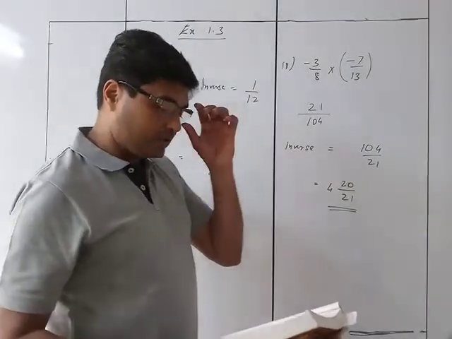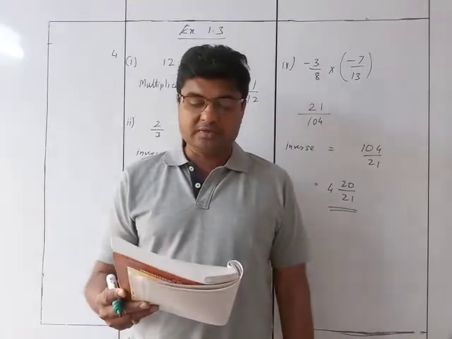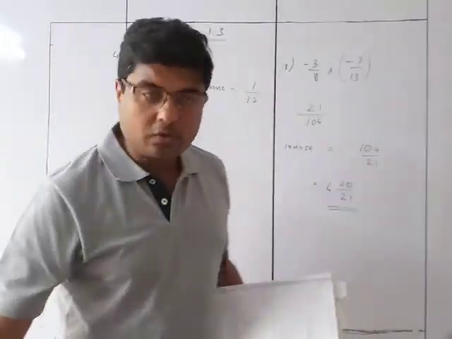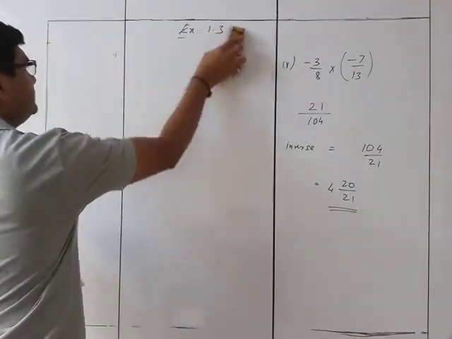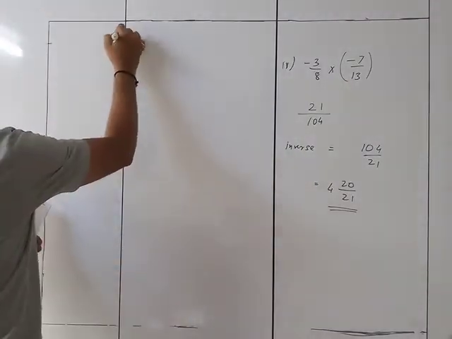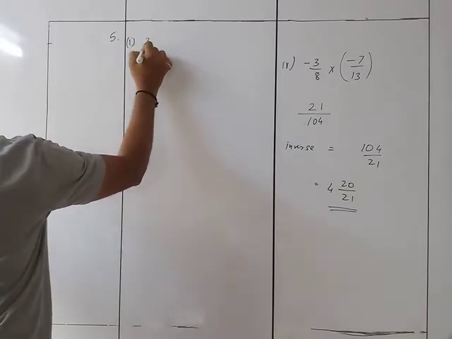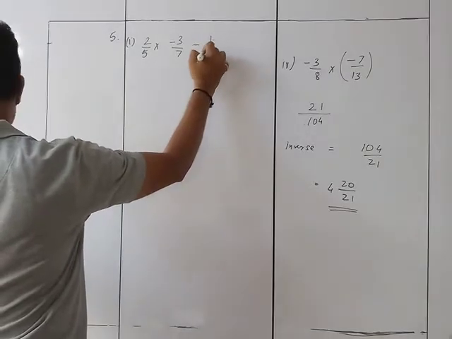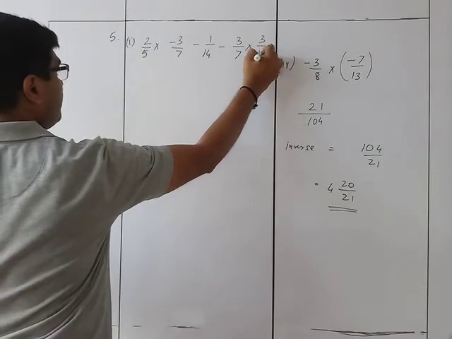Now we see question number 5. Using the appropriate properties of operation of rational numbers, evaluate the following. So you are going to evaluate a certain quantity which is given to you, the fractions which are given to you. So we'll take it one by one. Question 5, first one. It is 2 upon 5 into minus 3 upon 7 minus 1 upon 14 minus 3 upon 7 into 3 upon 5.